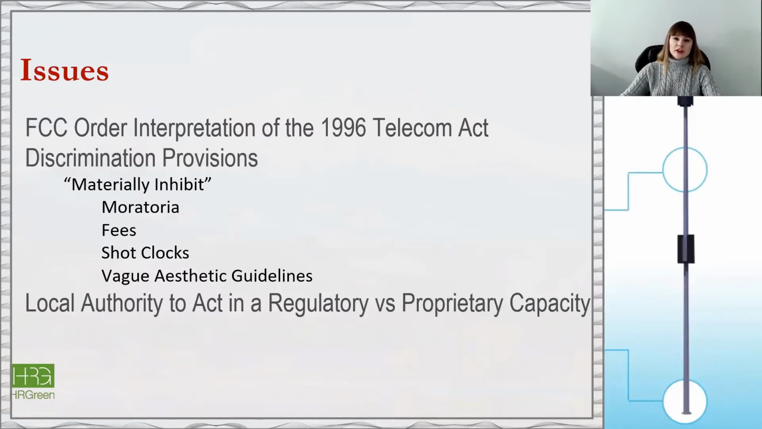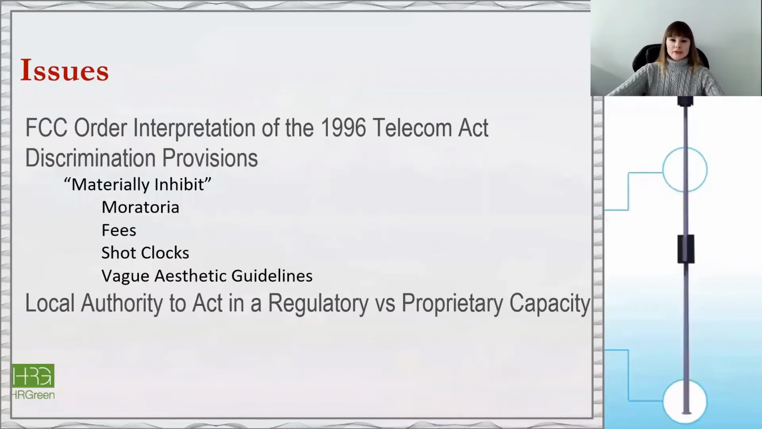As far as the shot clock rules, they maintain them as 60 days for small cell co-location and 90 days for a new small cell structure, which kind of align with the 2014 Spectrum Act, Section 6409. However, they did not adopt a deemed granted remedy if the shot clock runs out and a municipality does not act within that amount of time.